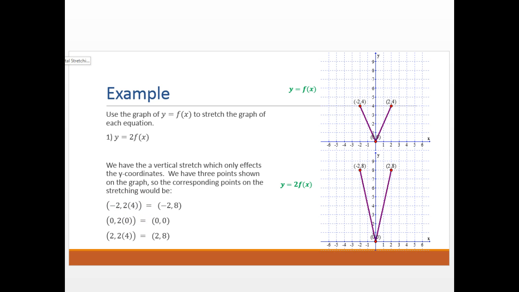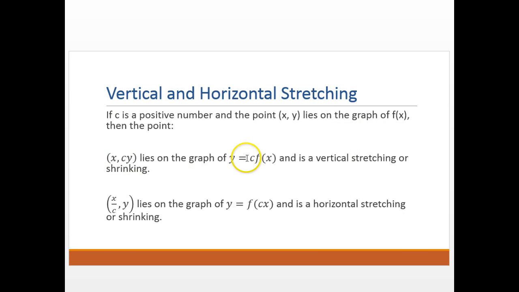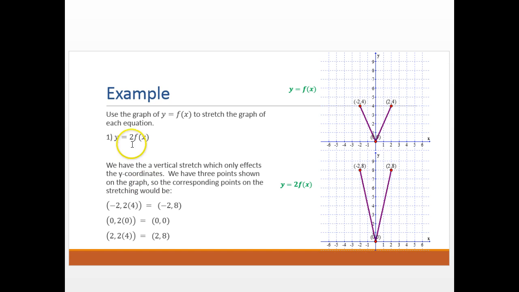Remember our rule back here? We said c times f of x, then the point x, c times y lies on the graph. So if we go back here, my c in this case is 2. It affects the y values. So if I look at my points, I have negative 2, 4, 2, 4, and 0, 0. The 2 is going to affect all the y values. So I'm going to have the point negative 2, comma 2 times 4, 0, 2 times 0, 2, 2 times 4. Again, notice this 2 is constant on each one of these.